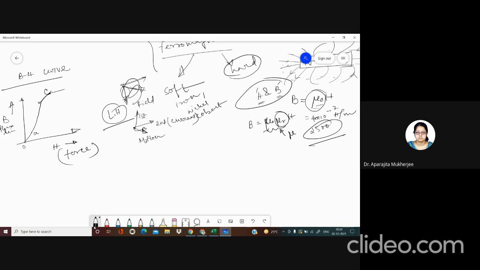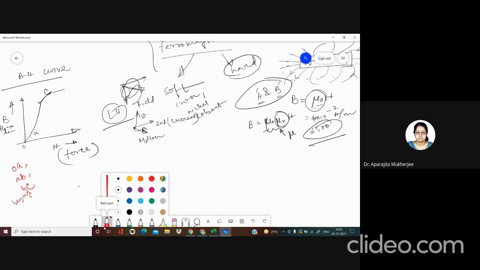Now this is a general shape. Generally it has four distinct regions. So what are the four regions? One we can see is OA, another is AB, another is BC, and the fourth region is beyond C. So these are the four regions.